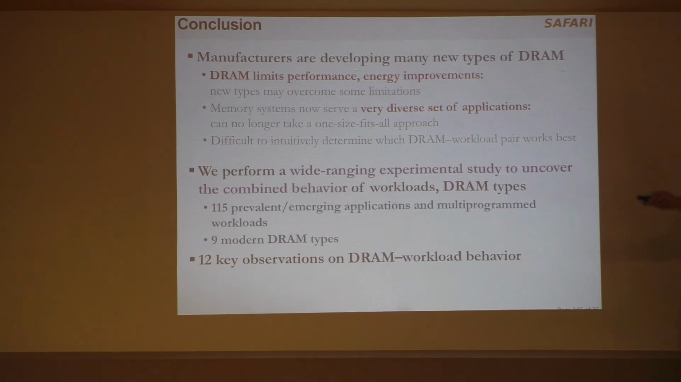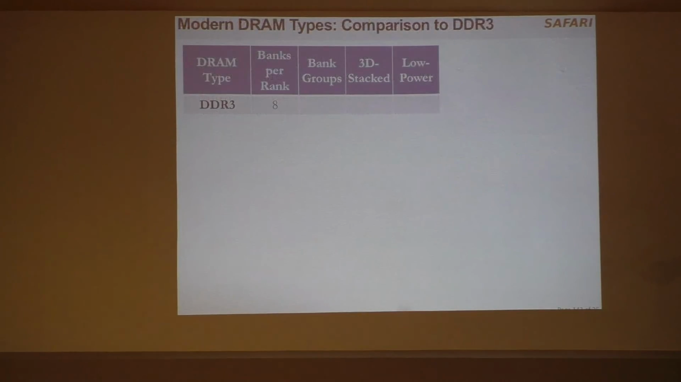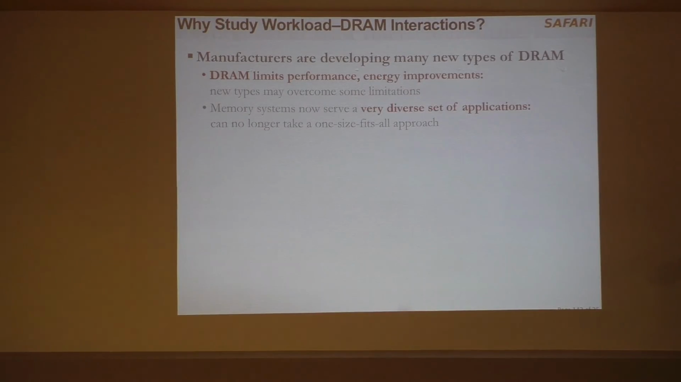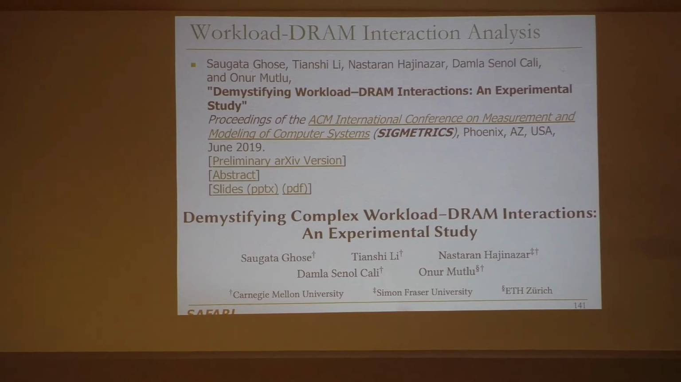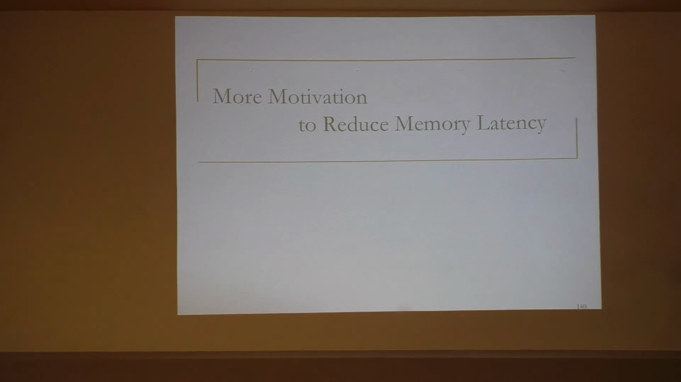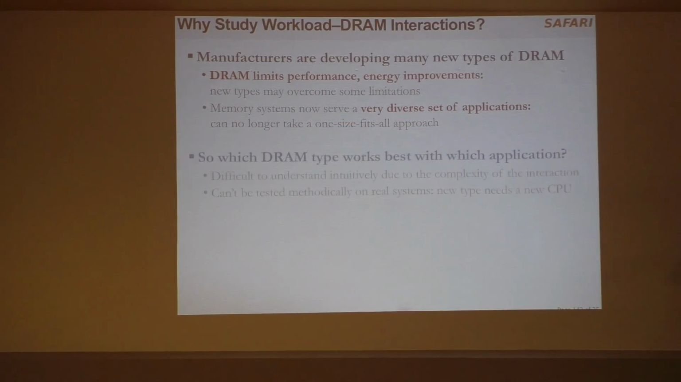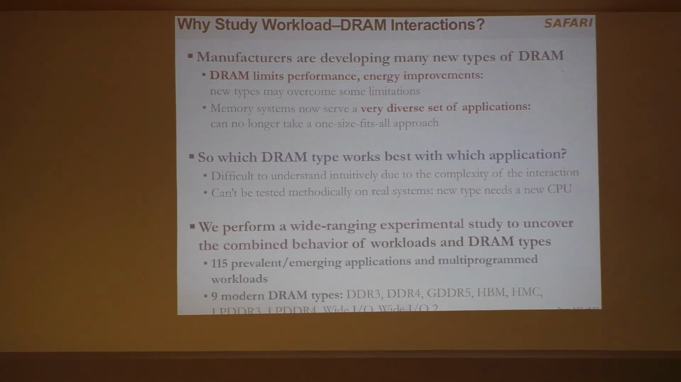Okay. So this was the study that I was talking about. I wanted to conclude with basically more motivation to reduce memory latency. And it's really about the workloads in the end. Software wants low latency. We wanted to do this study where we examine the new DRAM types and the effect of new DRAM types on applications, and we did a lot of experiments actually.